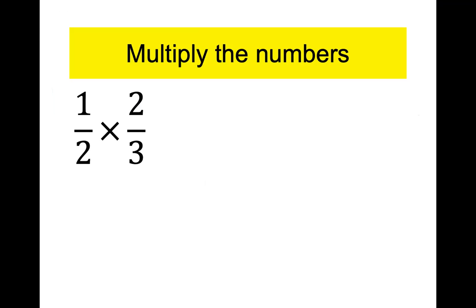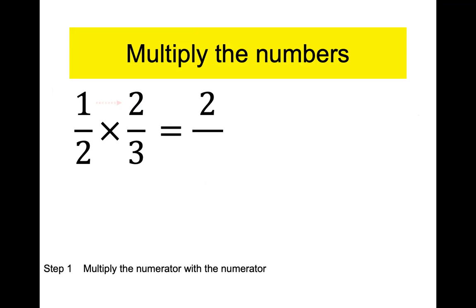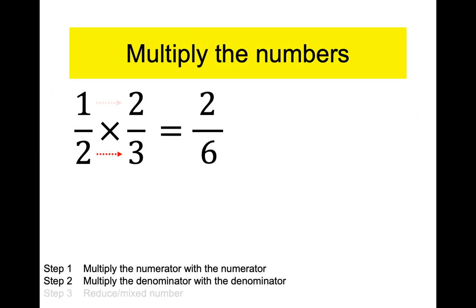All right, so here's how this process works. Step number 1 says numerators with numerators. 1 times 2 is 2. So straight across, 2. Step 2 says denominators with denominators. 2 times 3 is 6. Step 3 says reduce. What goes into 2 and 6? 2. So we divide top and bottom by 2 and we get 1/3.